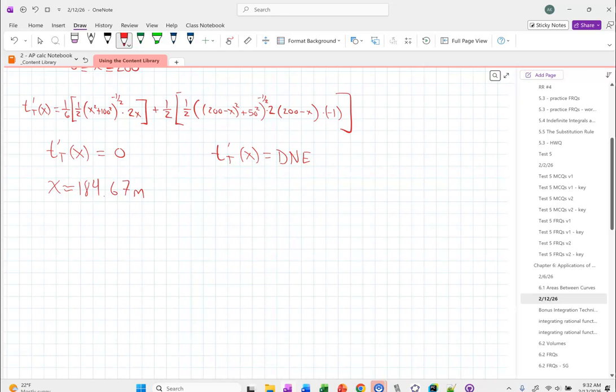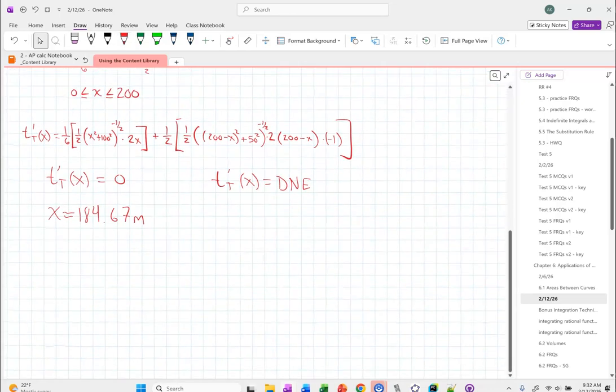Where will this not exist? Anywhere past 200. Okay, well, that's outside of the domain anyway, so we don't have to worry about that. But yes, since it's not part of the domain of the function, it doesn't matter if the derivative doesn't exist there, because we knew it wouldn't if it's outside of the domain. What about at exactly 200?